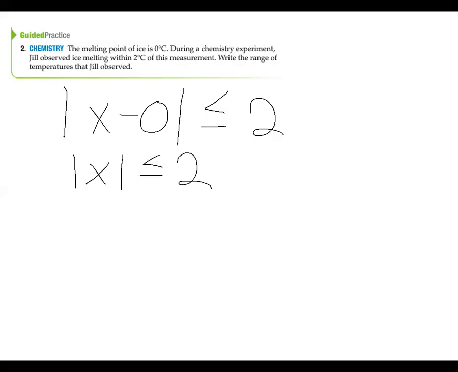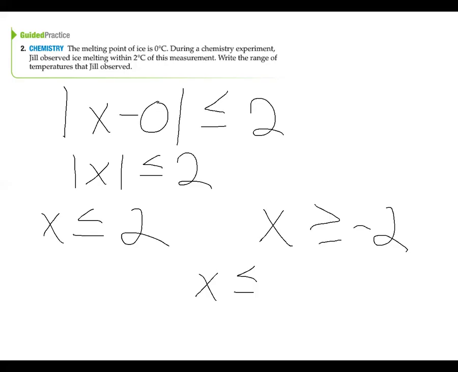So the difference between 0, the actual temperature, and x has to be less than or equal to 2 degrees. Now that simplifies to x is less than or equal to 2 degrees. Okay, so case 1 is x is less than or equal to 2. Case 2 is flip it over and change the sign. So it would be x is less than or equal to 2, greater than or equal to -2. So it's from -2 to 2 degrees is when she observed ice melting.